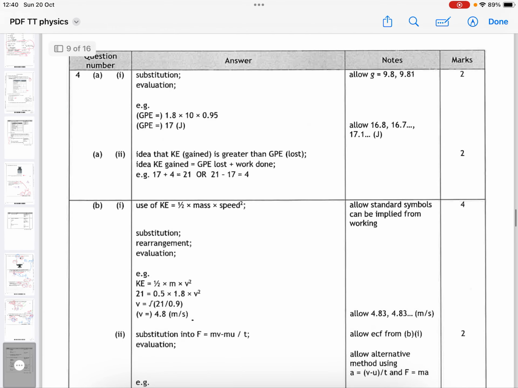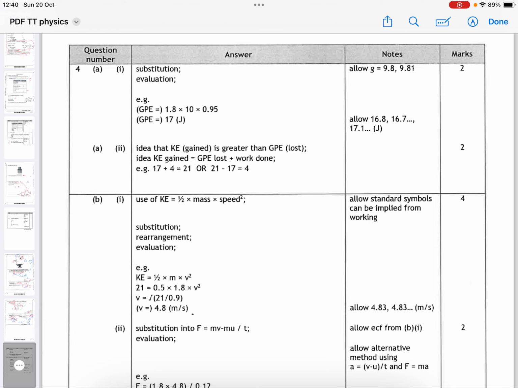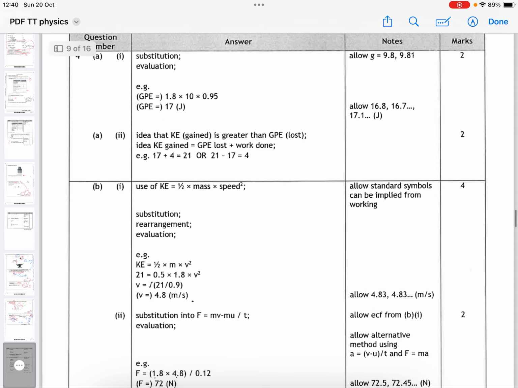And here's the mark scheme. So the first bit is substituting to work out the 17 joules of potential energy. And for the explanation of why he needs to put the work in, you need to explain that the kinetic energy gained from gravity isn't enough, that he needs to put a little bit extra in. If you show the maths, as long as you've proven that the kinetic energy gained will be less than the potential energy it had at the start, and you say the rest of it has to come from physical work, okay?